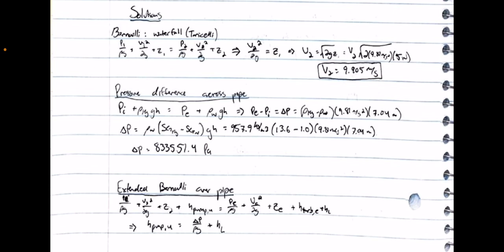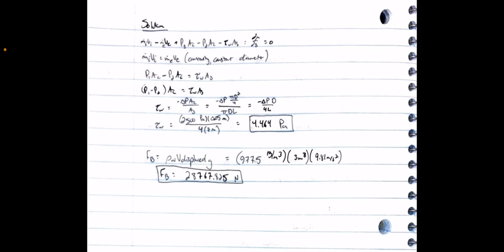And then to solve for the pressure drop across the pipe, we're going to simplify that equation down to find delta P is equal to the density of water times the change in specific gravity of mercury to water times gH, H being the height difference of the mercury within the pipe or the manometer. And so with mercury having a specific gravity of 13.6, we can plug all that in to get a pressure drop of 833,000 pascals.